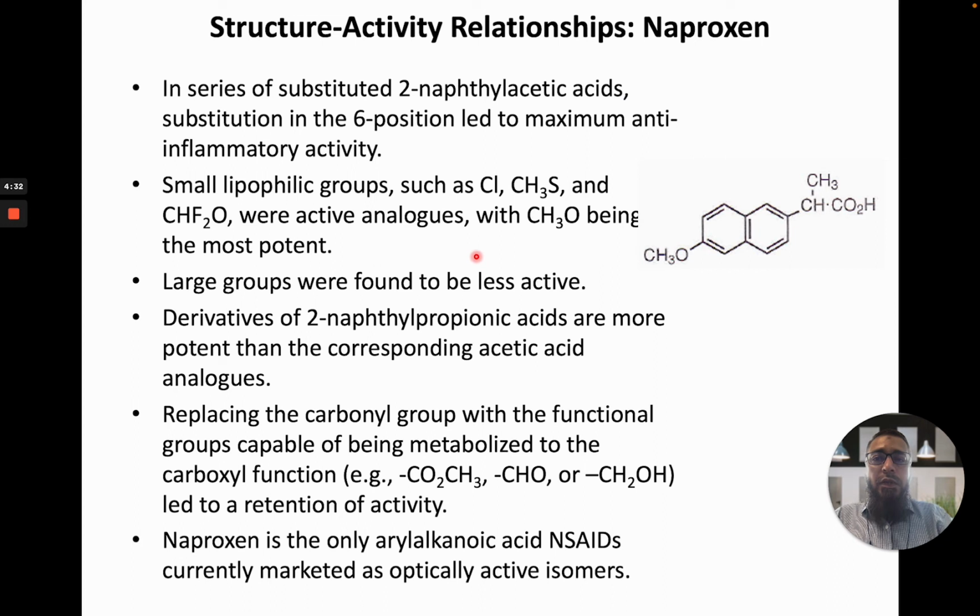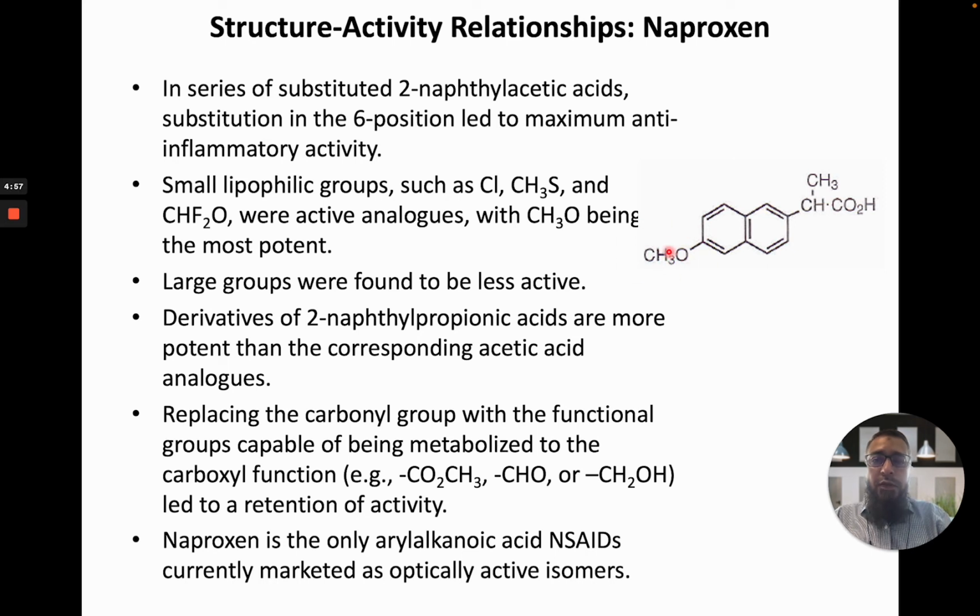So the medicinal chemistry, or structure activity relationship, of the naproxen. This is the structure of the naproxen, which consists of the 2-naphthyl acetic acid. Substitution at the 6th position leads to the maximum anti-inflammatory activity because of this methoxy group.